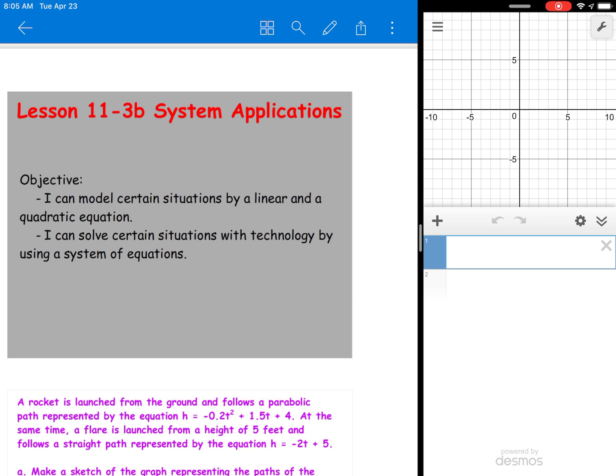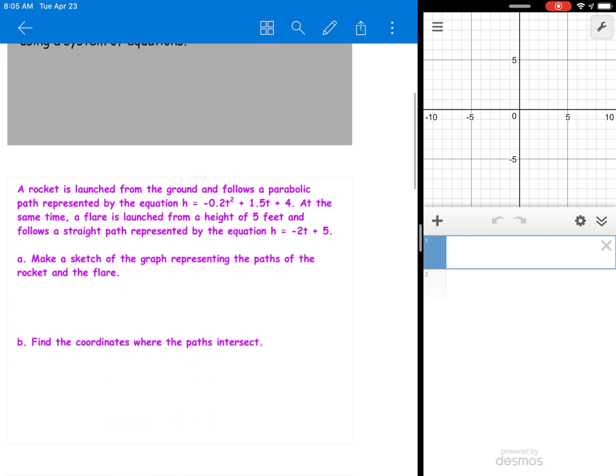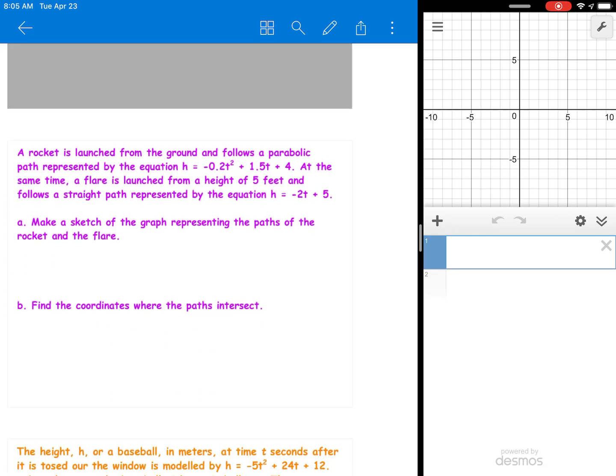11.3b, Systems of Equations. It's kind of the second day. Going through what we did yesterday, we're going to model certain situations with linear and quadratics, and we're going to solve them using technology. Here we go. A lot of these things here aren't going to be nice whole numbered answers, and that's kind of the big reason why we're using technology.